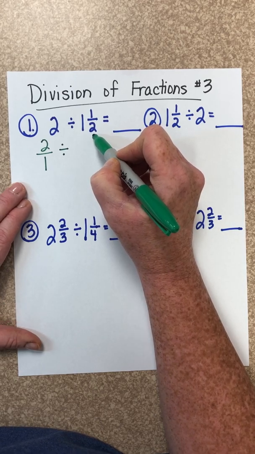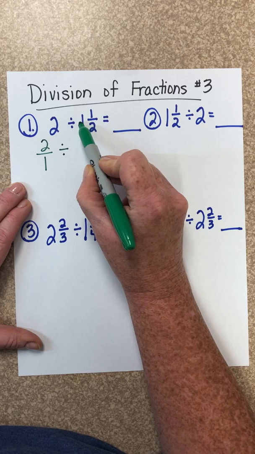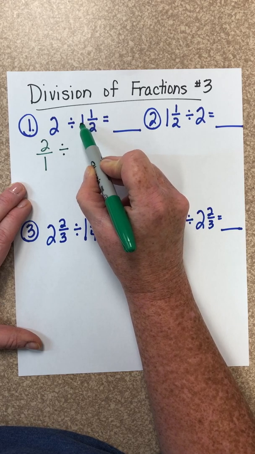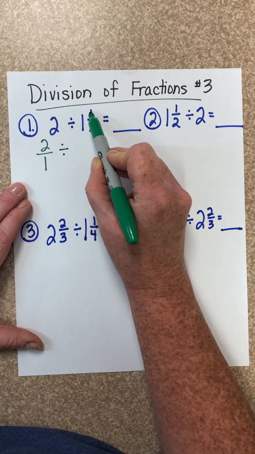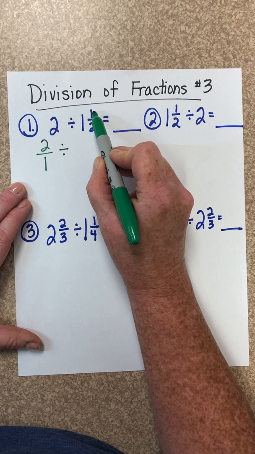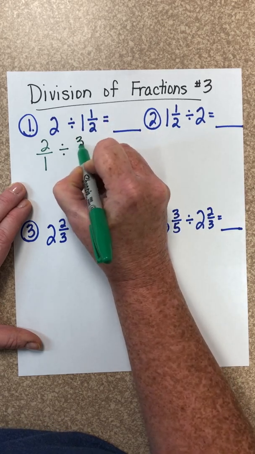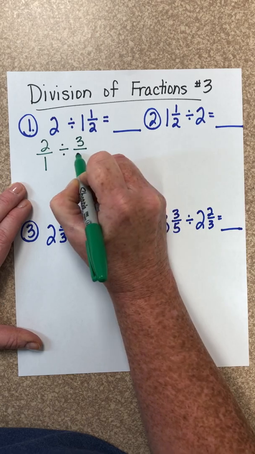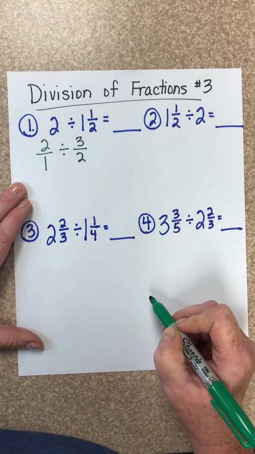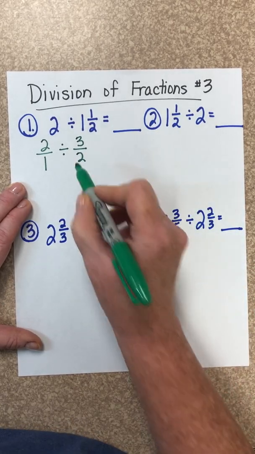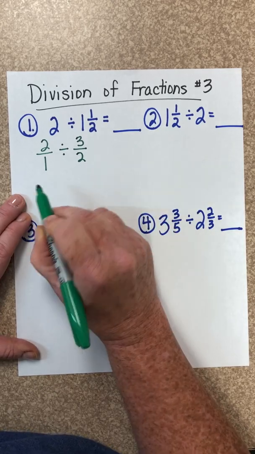So using our steps, denominator times whole number. 2 times 1, that's 2. Add the numerator, that's 3. Keep the denominator, and that's a 2. Okay, now let's go to keep, change, flip.